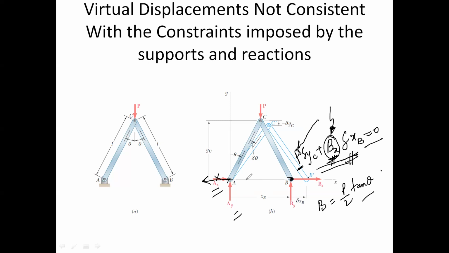So, the principle of virtual work can be applied while there is consistency. Like in this case, the virtual displacement is not consistent with the constraints imposed by the supports and the reactions. The principle of virtual work can be applied in both cases, but when applying it where we don't maintain the consistency between the virtual displacement and the constraints imposed by the supports and the reactions, the work done by the reactions and the supports is to be taken into consideration.